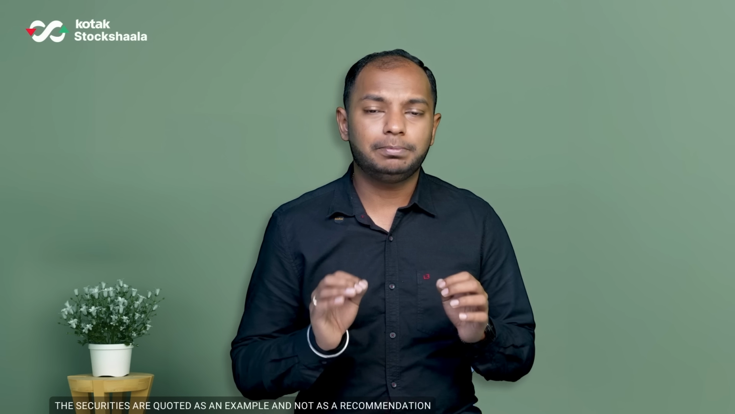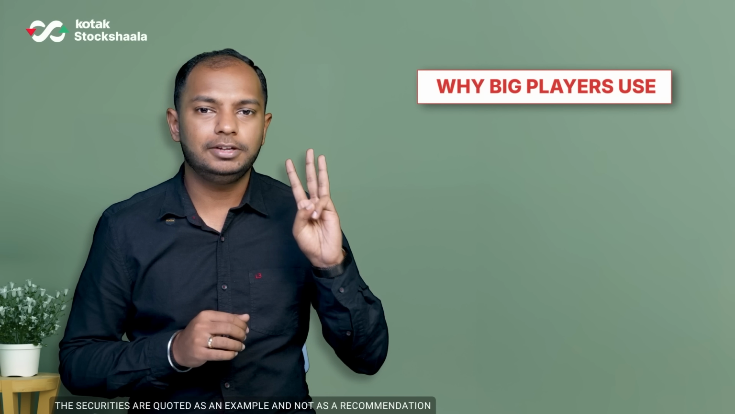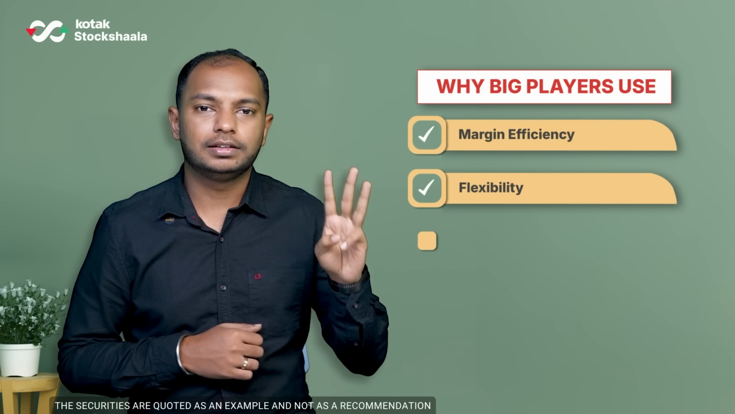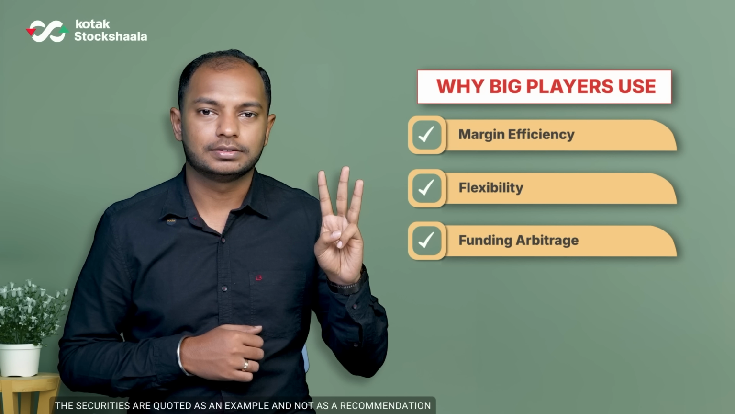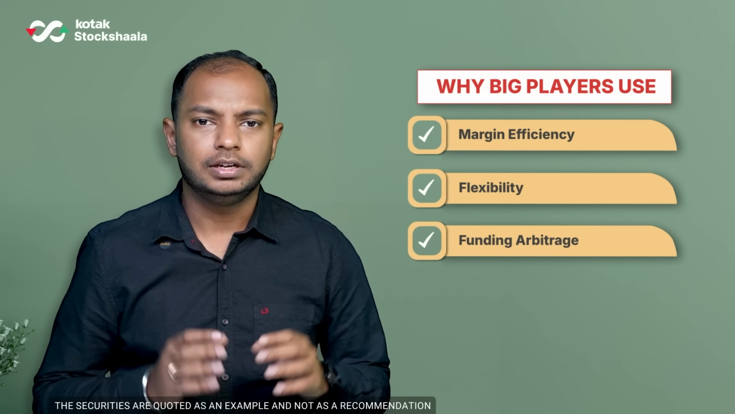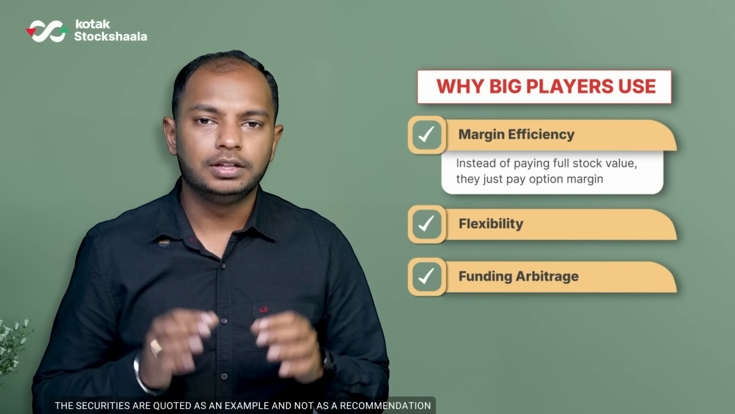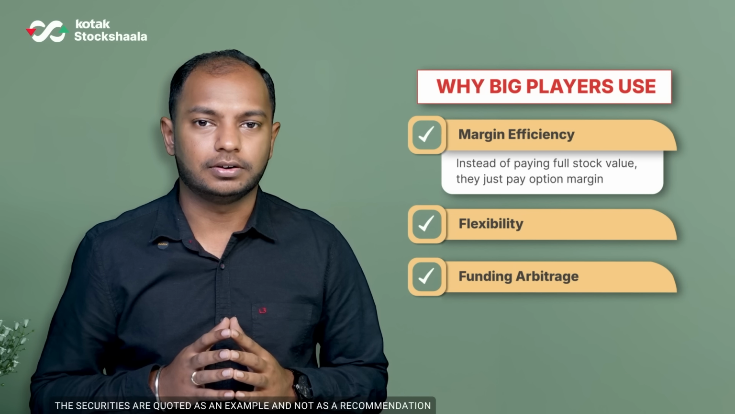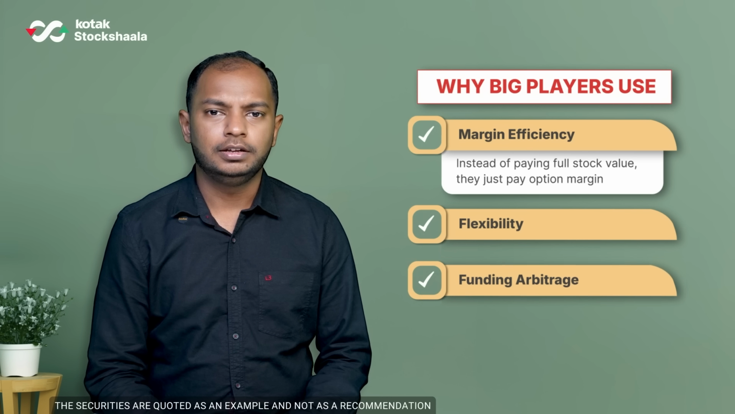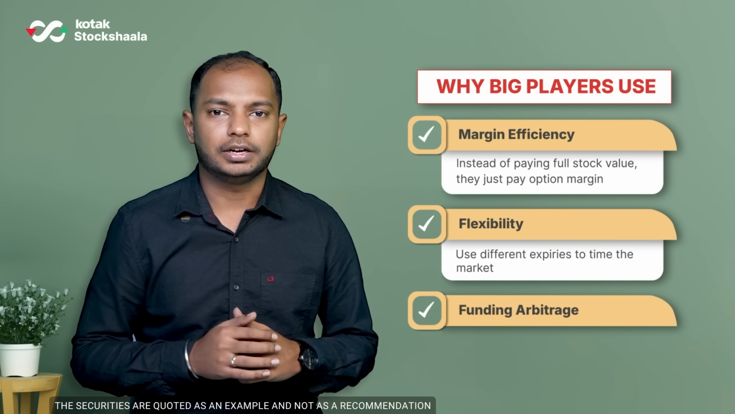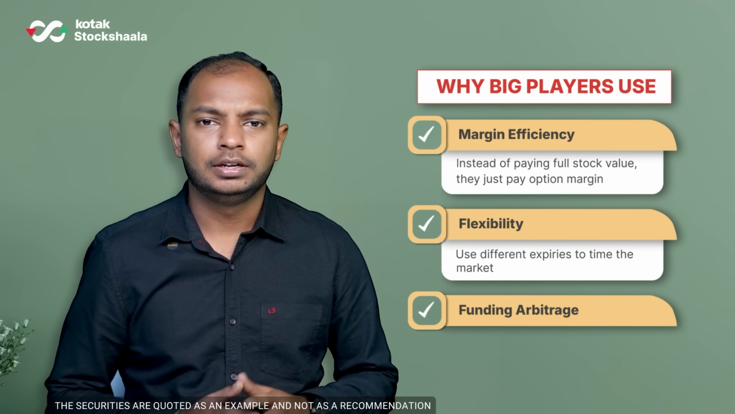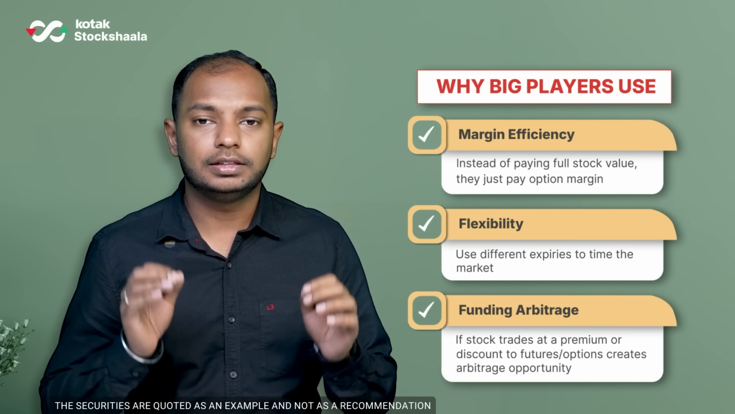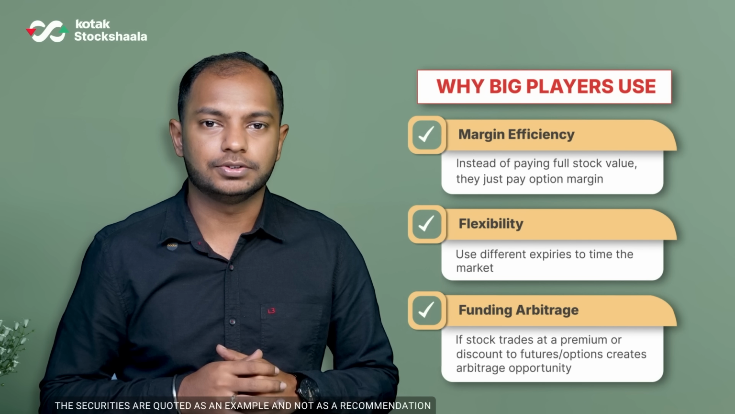Now let's learn why big players use this. They use this majorly for three reasons. The first one is margin efficiency, second is flexibility, and third one is arbitrage opportunities. So the first one, margin efficiency. Instead of paying the entire stock value, they only pay the option margins so that they can mimic the P&L of owning the entire stock. The second reason, flexibility. They use different expiries to time the markets. The third one is arbitrage. If the stock is actually trading at a premium or at a discount to the futures or options, then that creates arbitrage opportunities for the institutions.